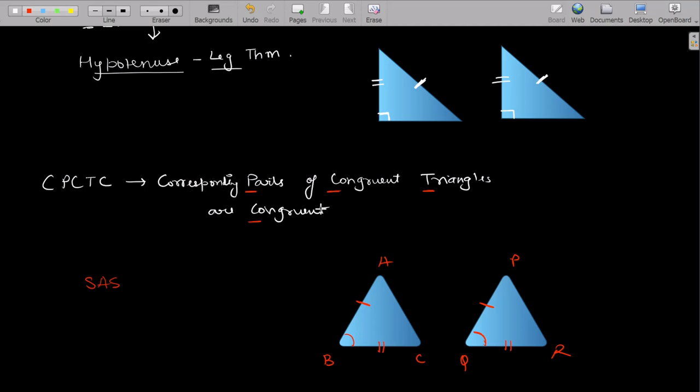So all the corresponding parts, now by corresponding parts I mean this angle and this angle. So these two will be congruent. This angle and this angle will also be congruent. And finally this side and this side will also be congruent. Because obviously now if we have proved them congruent, they will superimpose on each other. So we can say that all the other corresponding parts will also be congruent. So this is called corresponding parts of congruent triangles are congruent.